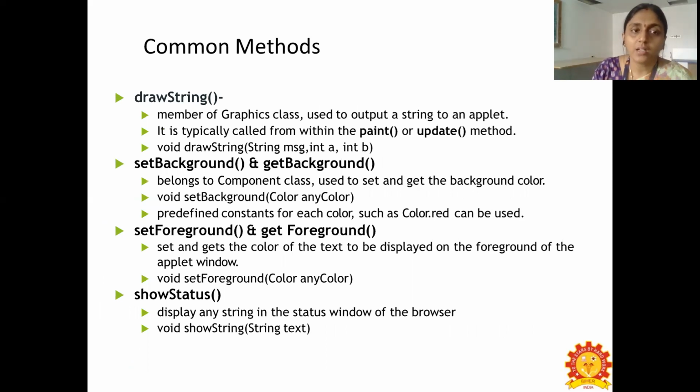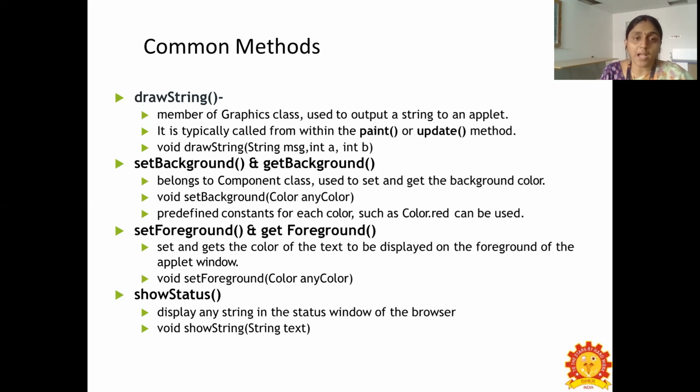And next we will see the common methods which are used in applet programming. The drawString function is used to output a string to an applet, and it is typically called from within the paint function or update function. So drawString takes three arguments: the string message, then the x-axis position as the second argument, and the position where the string is to be displayed, the y-axis position, as the third argument.